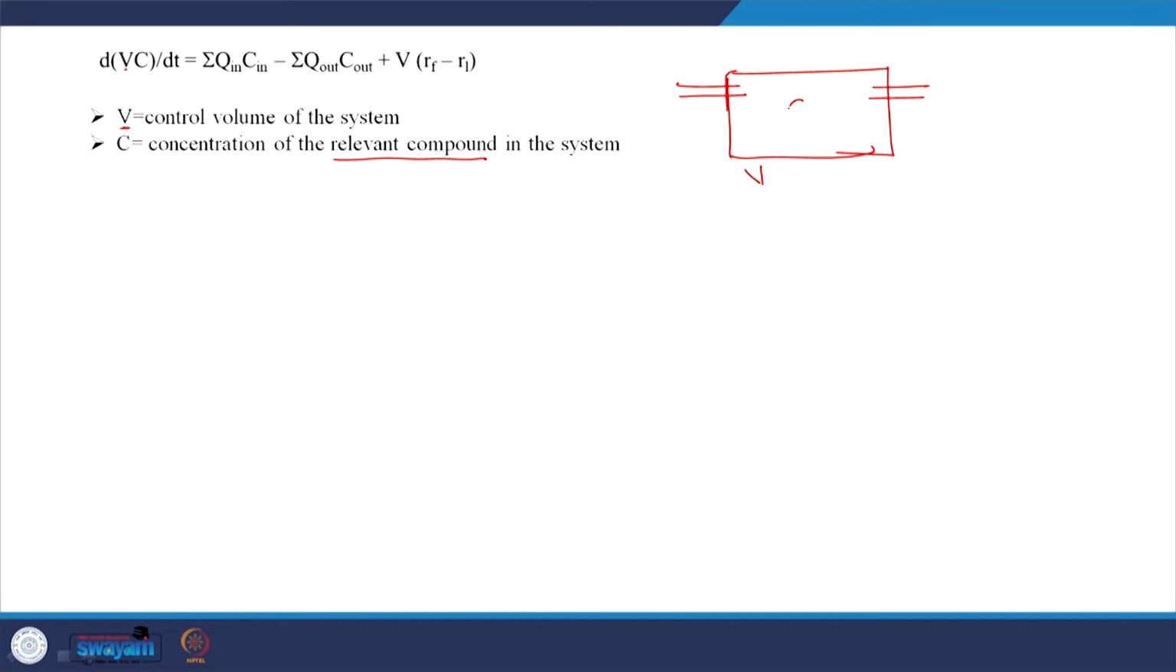That C is inside the reactor. I am talking about the concentration of the compound inside the reactor, this C, right. And Q in and Q out, flow rate of the fluid coming in, flow rate of the fluid going out of the system, right.